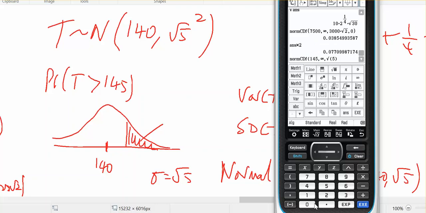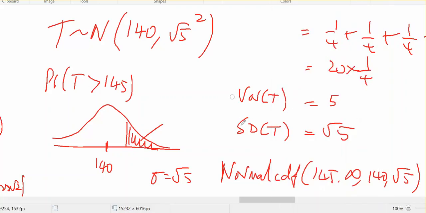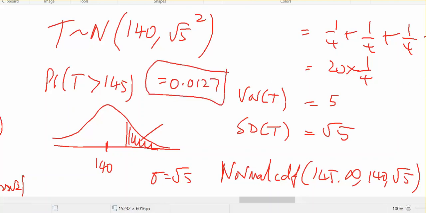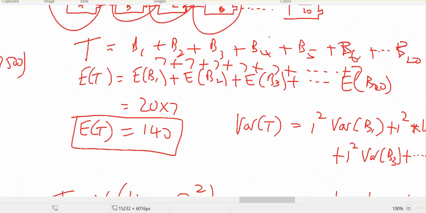Comma, 140, close bracket, and that should be right now. And I get 0.0127. 0.0127 is the probability of the combined batteries lasting more than 145 hours.